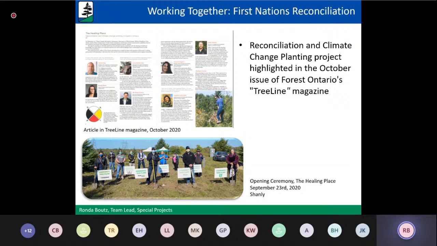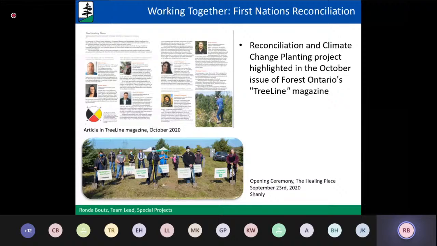On September 23rd, we planted what we named the Healing Place on a South Nation property that is located just north of Shanley, down in Edwardsburg Cardinal. And one of our partners, Forest Ontario, gave us a great 2-page spread highlighting the project in their Treeline magazine in the October issue. So the group continues to meet to continue building our relationship.